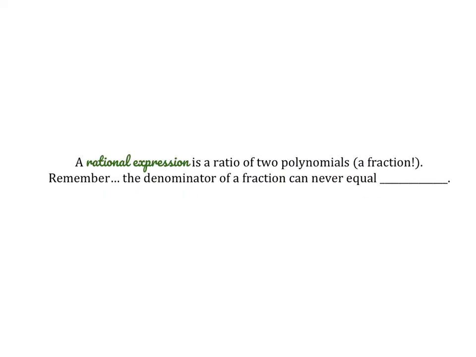Okay, so a rational expression is a ratio of two polynomials. It's essentially a fancy way of saying it's an expression that is in the form of a fraction. There is one really important thing to remember about fractions. We have to remember that the denominator of a fraction can never, ever equal 0. So we're going to be taking this into account today because many of the expressions that we'll be working with actually have excluded values, because we want to make sure our denominator is never equal to 0.